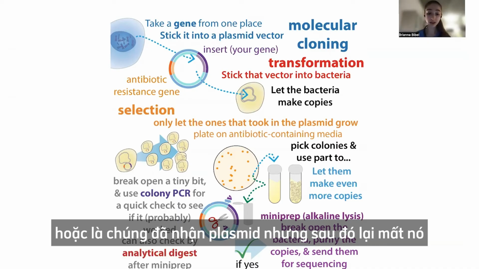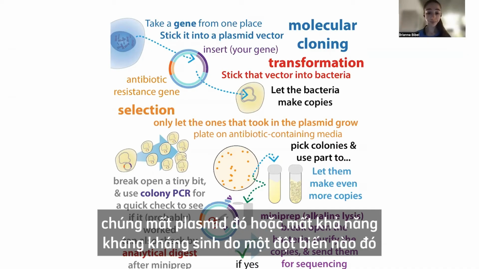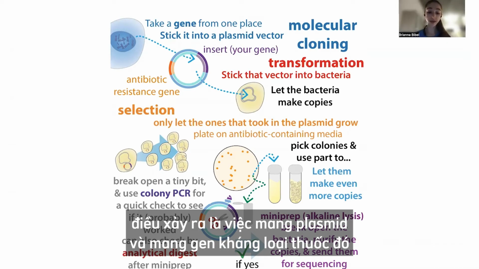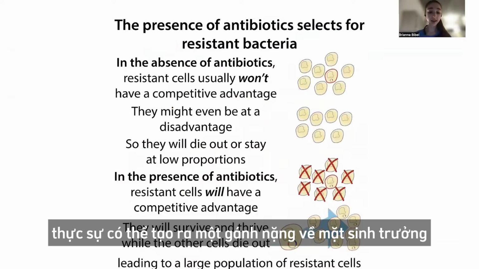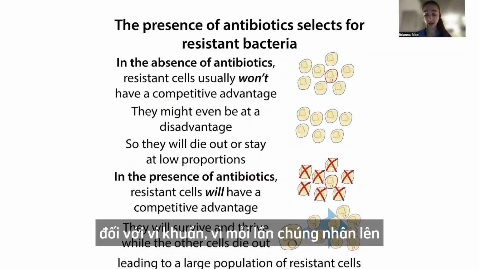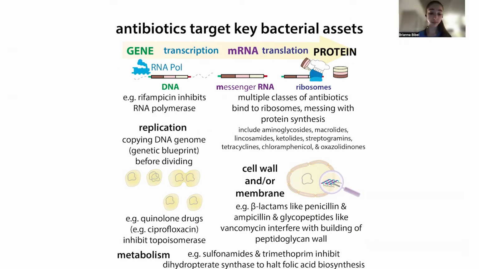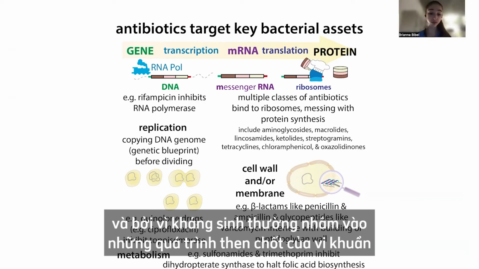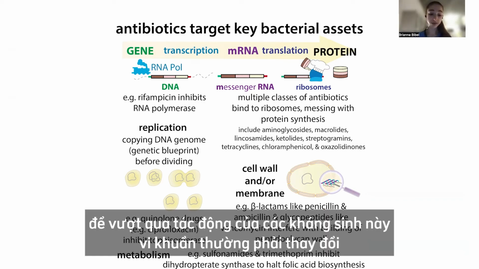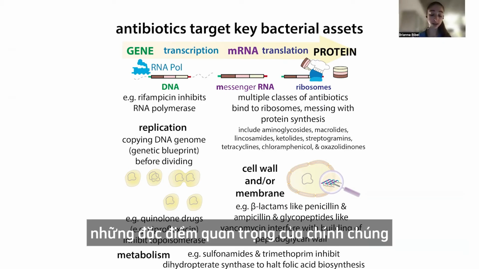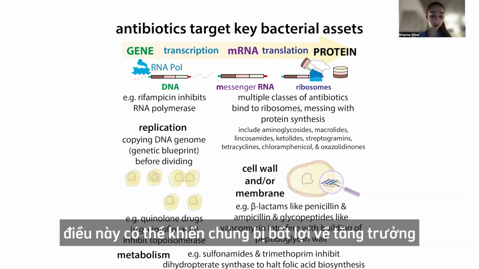They lost that plasmid, or they lost the antibiotic resistance to some mutation. Because having this plasmid and having a resistance gene can actually be a fitness cost for the bacteria. Every time they replicate, they have to spend energy to replicate that plasmid. And because antibiotics typically target key bacterial processes, in order to get around the effects of these antibiotics, bacteria often have to change important things about themselves that might give them a growth disadvantage.